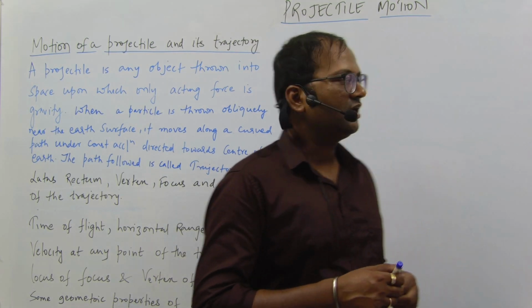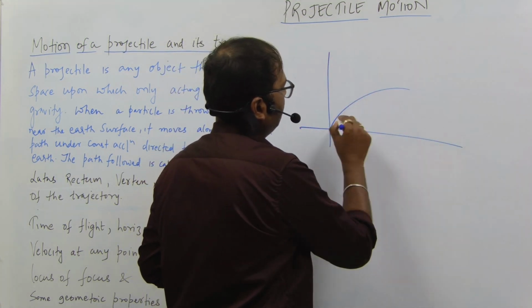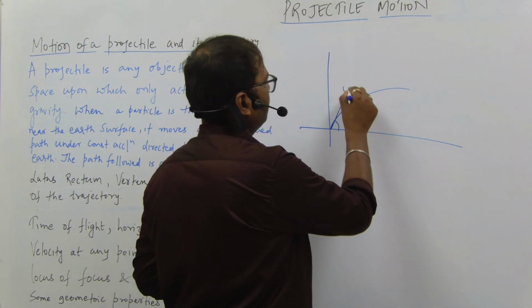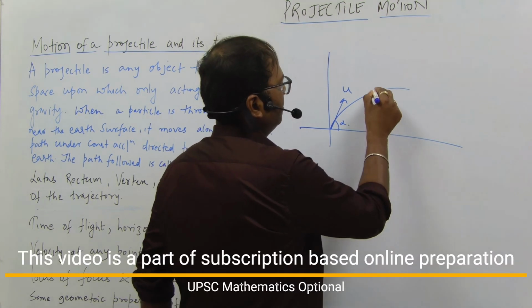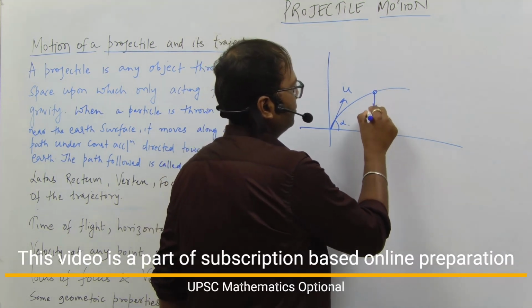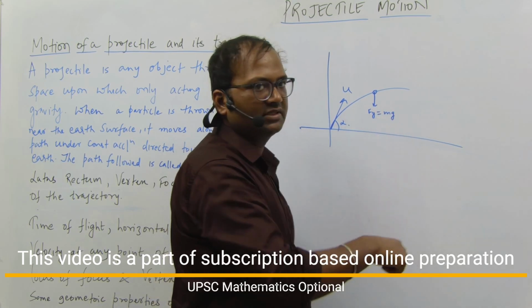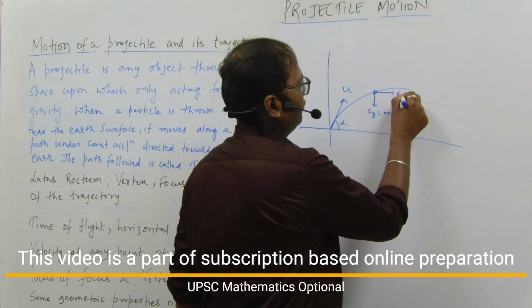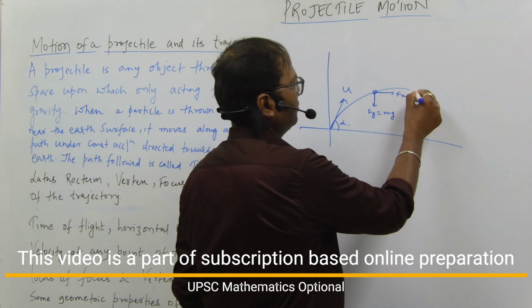So what is a projectile? A projectile is an object that is thrown into space at an angle alpha. Suppose the initial velocity is u, and it is thrown at an angle of alpha. The only force acting on the projectile is due to gravity, so Fy will be mg. The force due to gravity is in the negative y direction, and in the horizontal direction there is no force on the projectile, so Fx is equal to 0.